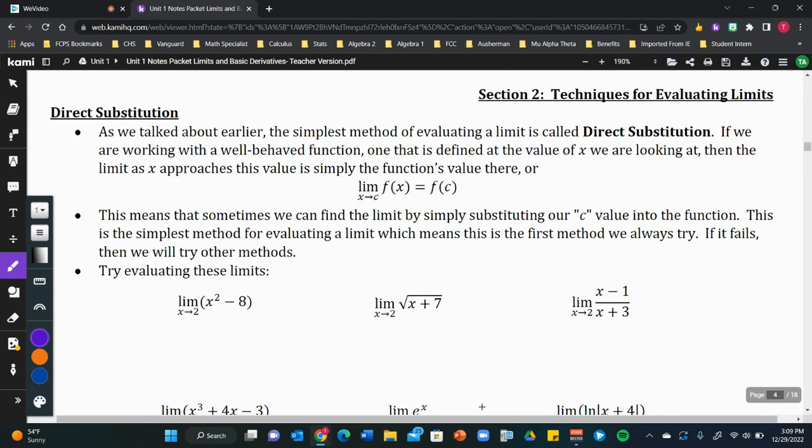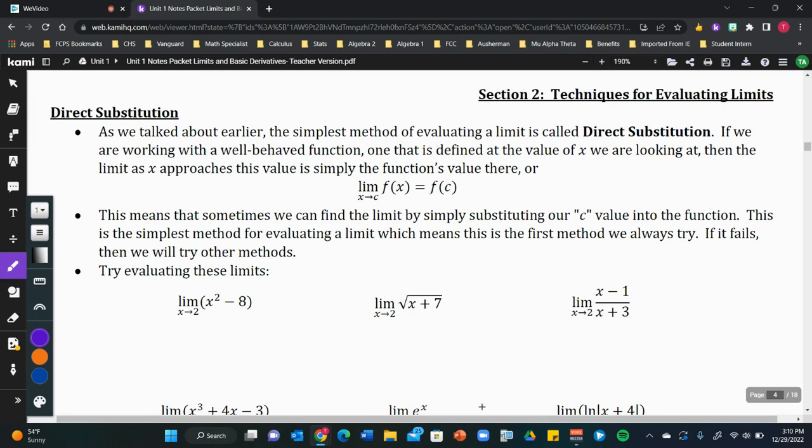But the idea behind direct substitution is, as long as we're working with a well-behaved function, or one that's defined at the value of x that we're looking at, then the limit as x approaches that value is simply the function's value there. Or, in other words, the limit as x approaches c for a function f of x is really just equal to the value of the function f at c.